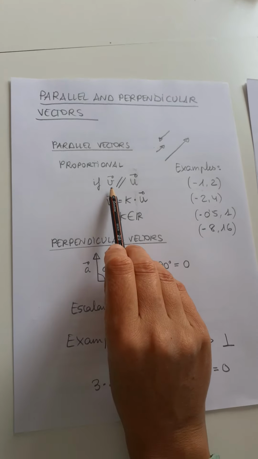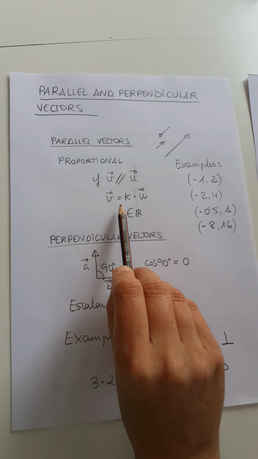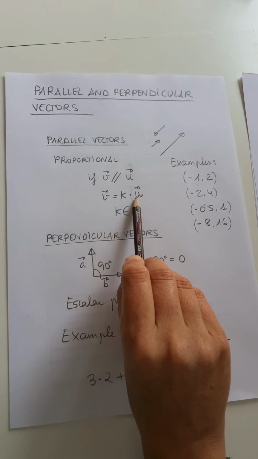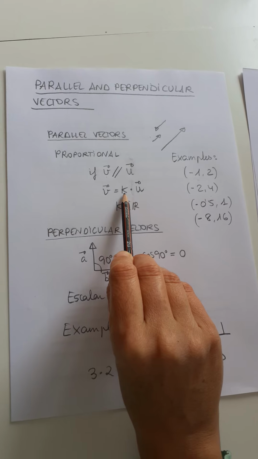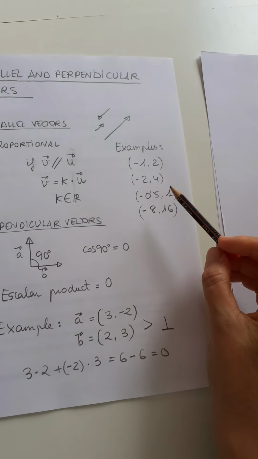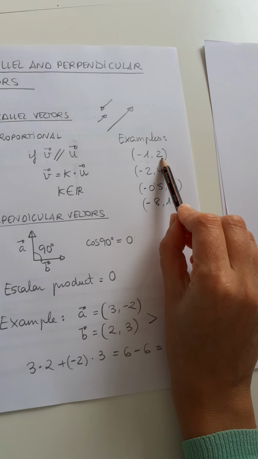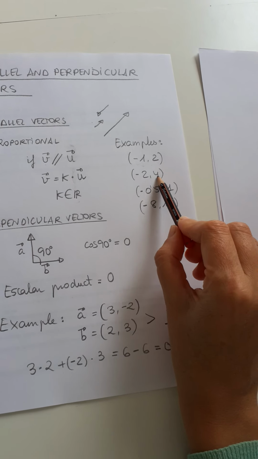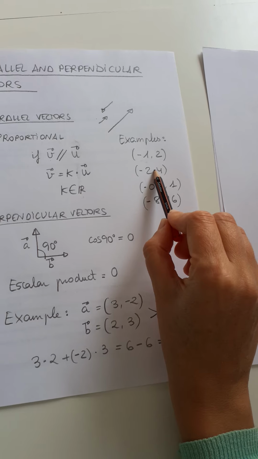So if v and u are parallel, one of them can be written as a multiplication of the other times a number. k can be any real number. Here you have an example. Imagine you have this vector. If you multiply it by 2, you obtain this one. These two vectors are parallel.